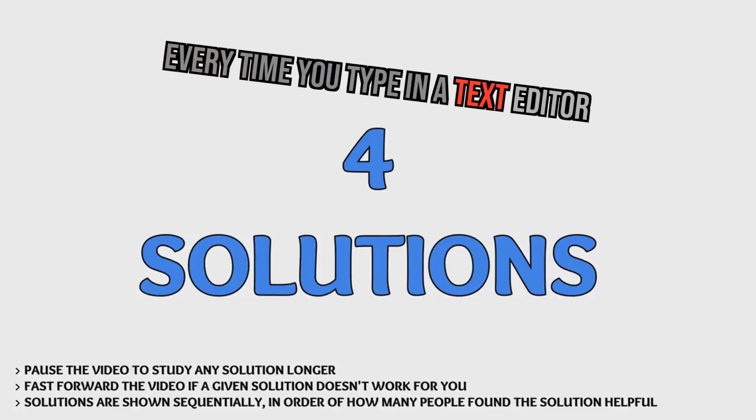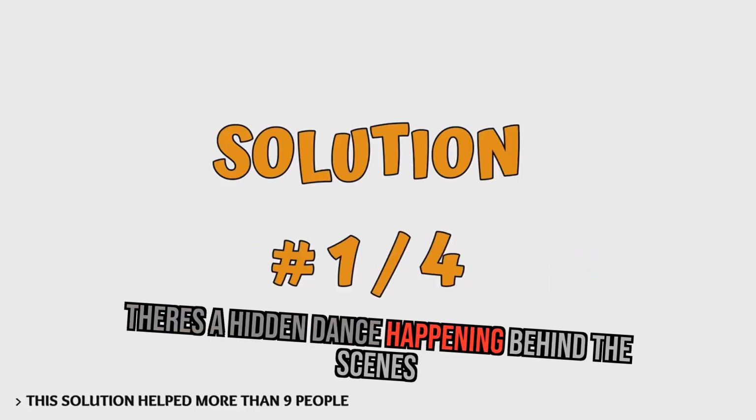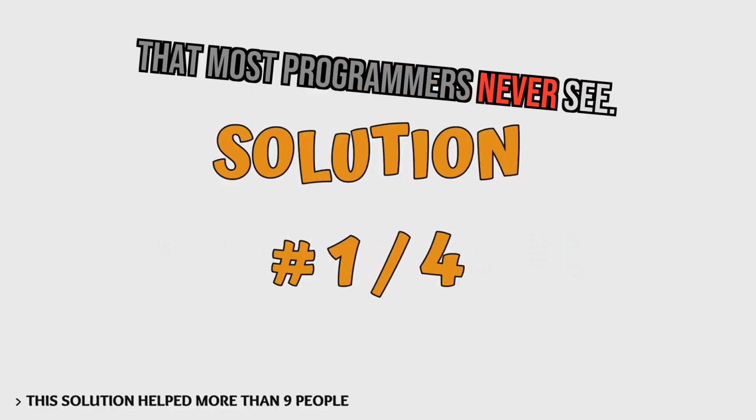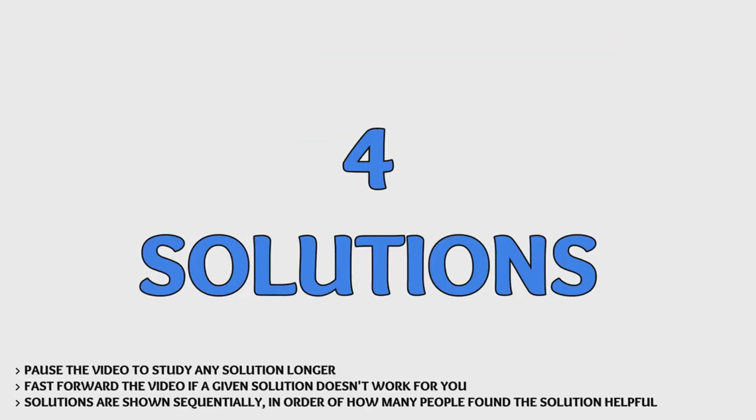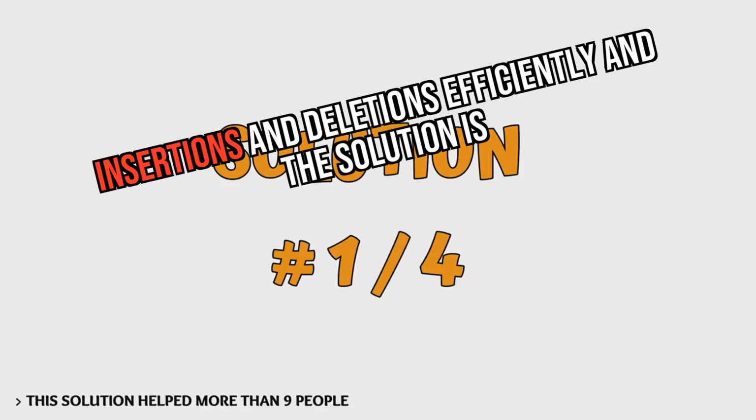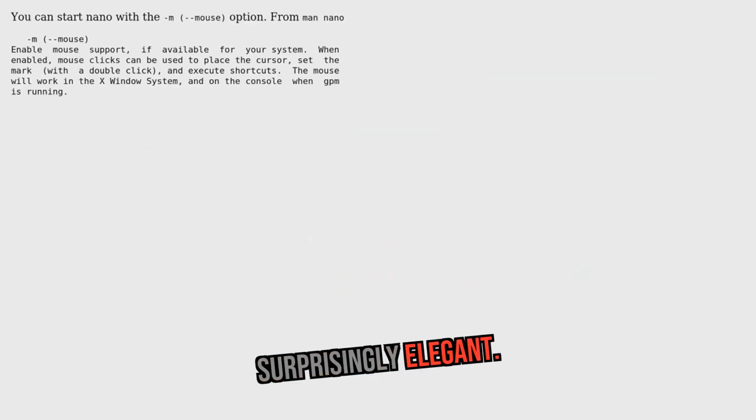Every time you type in a text editor, there's a hidden dance happening behind the scenes that most programmers never see. Whether you're coding in VS Code or writing in Google Docs, your editor needs to handle insertions and deletions efficiently, and the solution is surprisingly elegant.